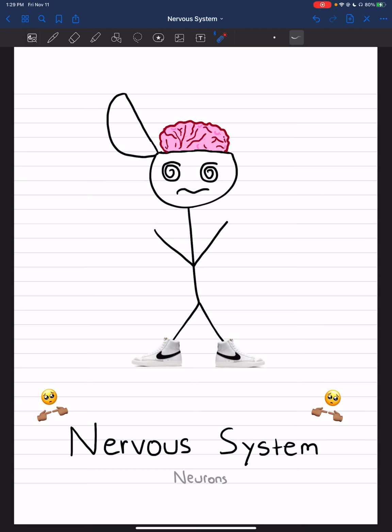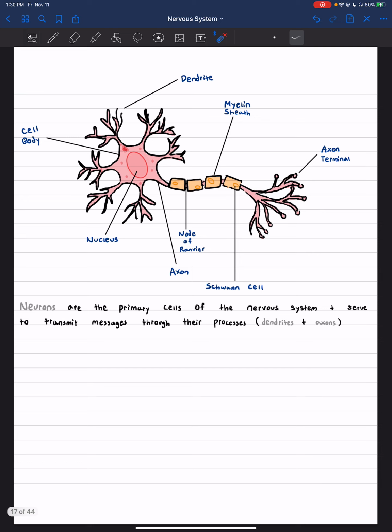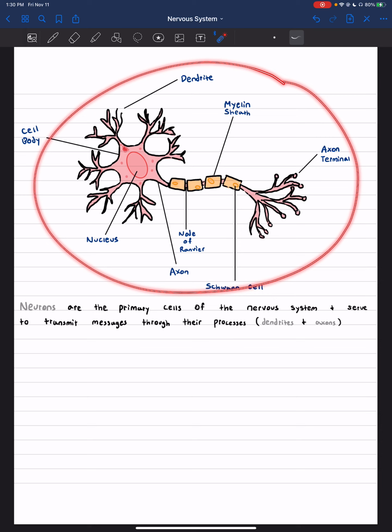Today we're going to be talking about neurons, which are the primary cell transmitting systems for our nervous system. It's how information is transmitted down and how we communicate with all parts of our central nervous system, peripheral nervous system, and the rest of our body. So, that being said, let's just get started with an overview of a neuron and the parts of the neuron.